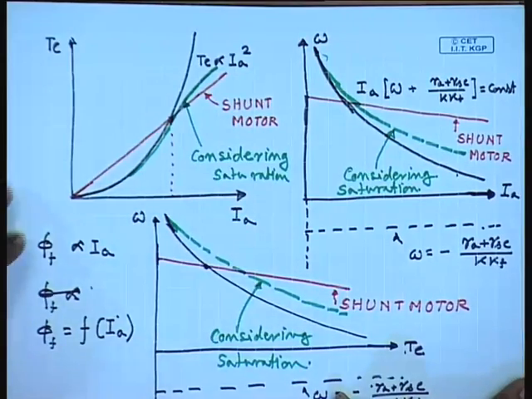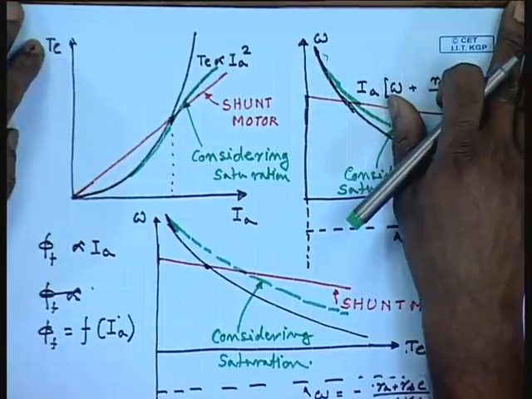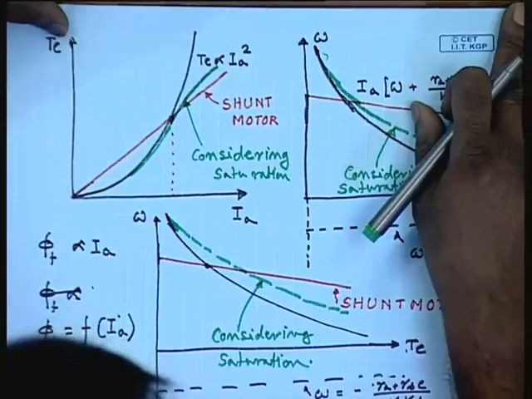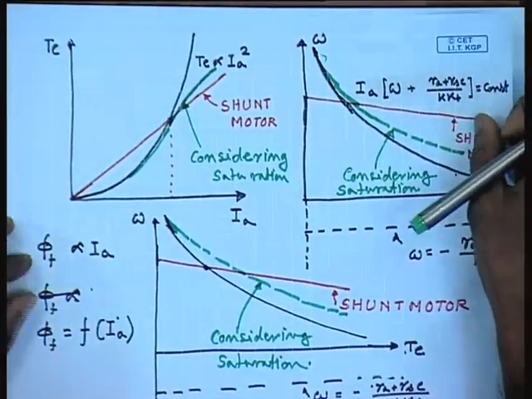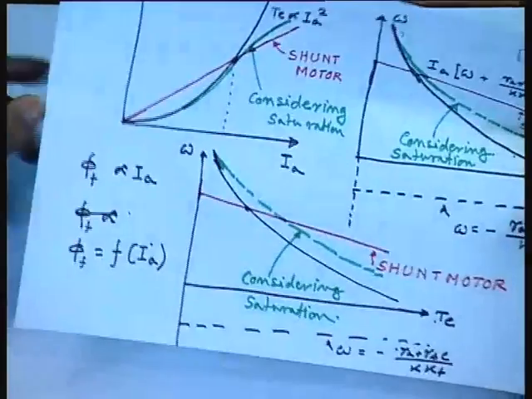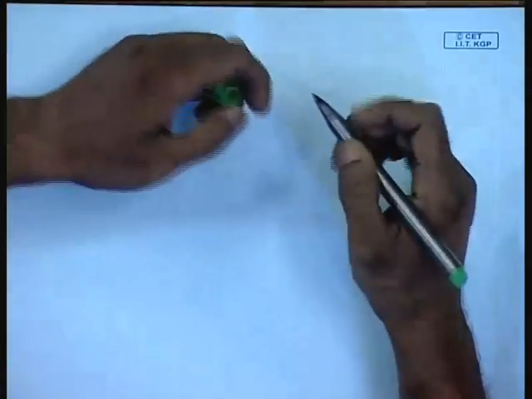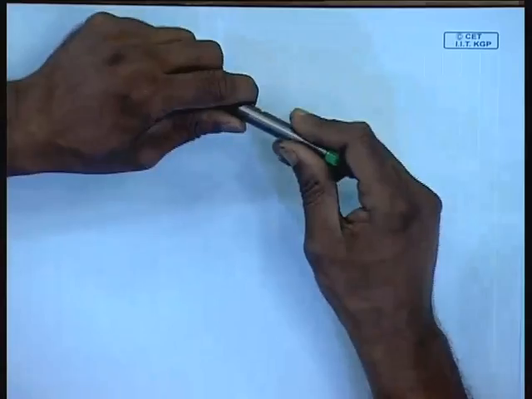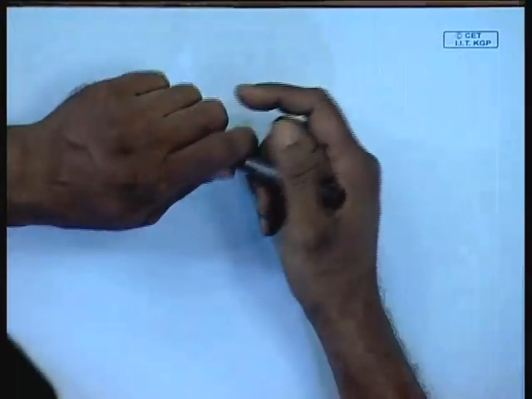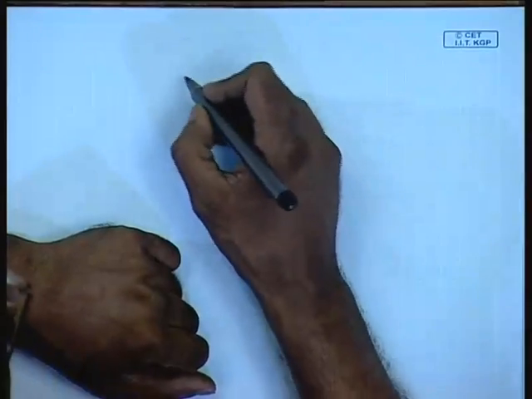So, when saturation is taken into account, the characteristics of this motor change in this manner. How do we really calculate the characteristic parameters of a series motor taking into account the saturation? For that, we will have to first obtain the OCC of the machine.